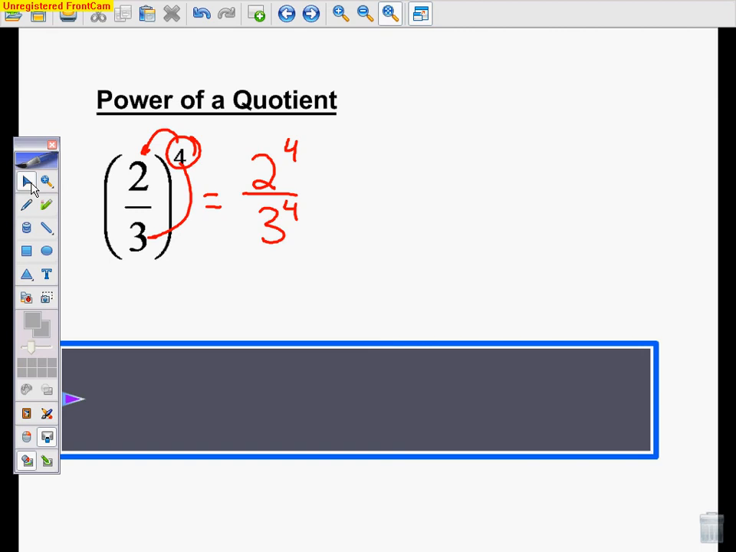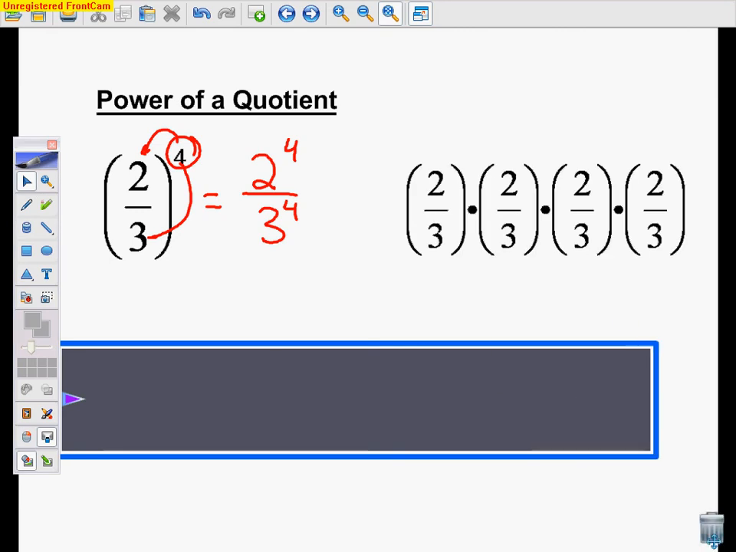Now, the reason that we're allowed to do that is because 2 thirds to the 4th power really means 2 thirds times 2 thirds times 2 thirds times 2 thirds. So how many 2s do we have? Well, we have 4. How many 3s do we have? We have 4 of those too. So, this is called the power of a quotient property.